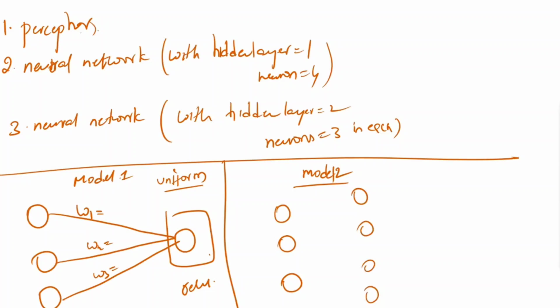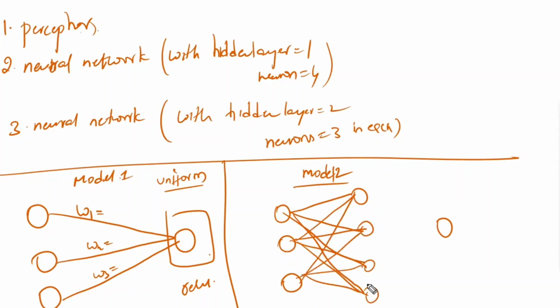Next one is the output layer. In the output layer, how many neurons? 1 neuron. Next, what do you have to do? Give the connections. How many connections? Just multiply the input neurons by the hidden neurons, and that many connections you are going to get. That is 3 into 4, 12 connections. 12 weights you have to initialize.